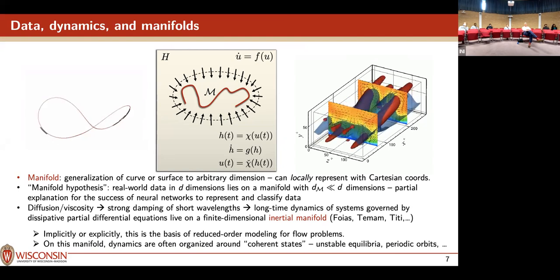Okay, so we're going to try to take advantage of this. And in particular, what we're going to try to do is find mappings from the full state space down to coordinates on this manifold. That would be a representation of chi. We're going to try to find dynamical systems on that manifold. So H would be coordinates on the manifold. And then we need to go back to the original state space. And that's the basic idea that we're going to pursue in a couple different contexts.